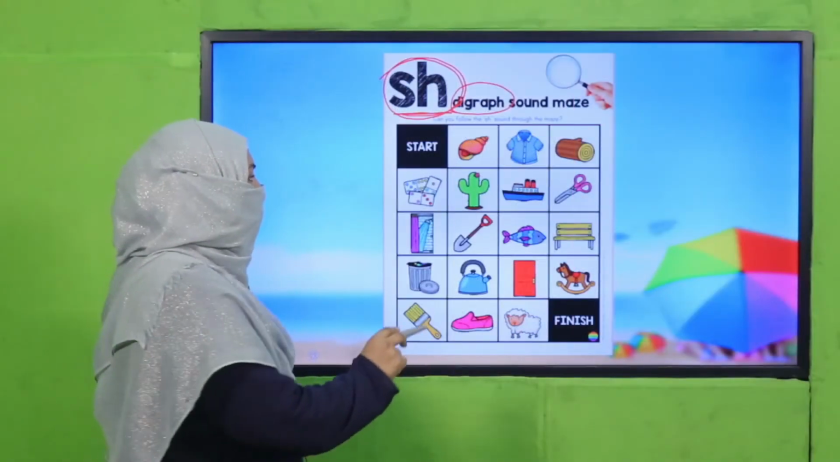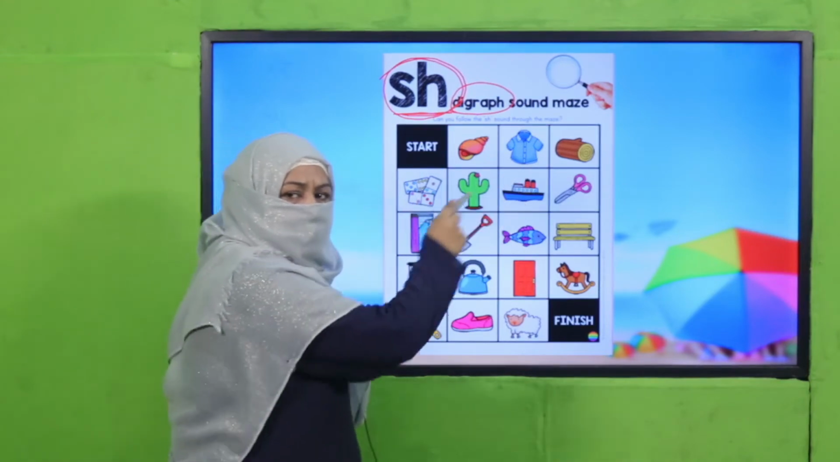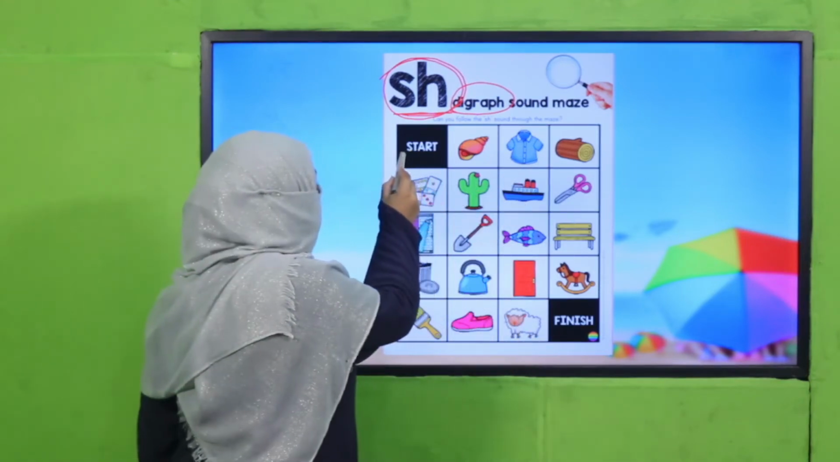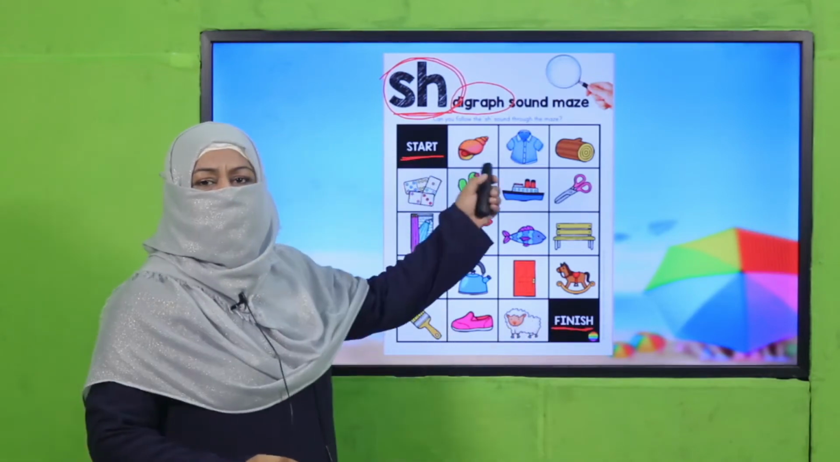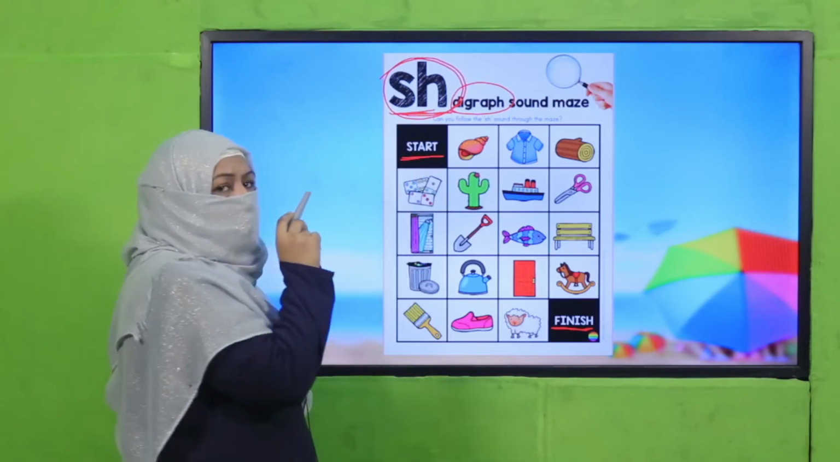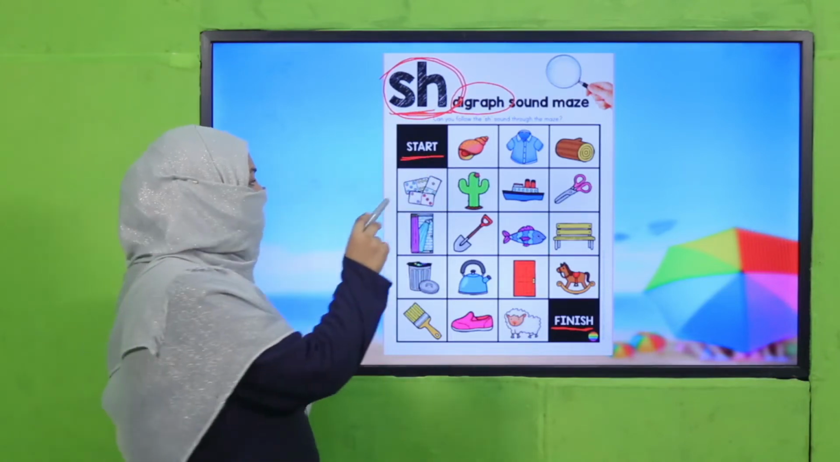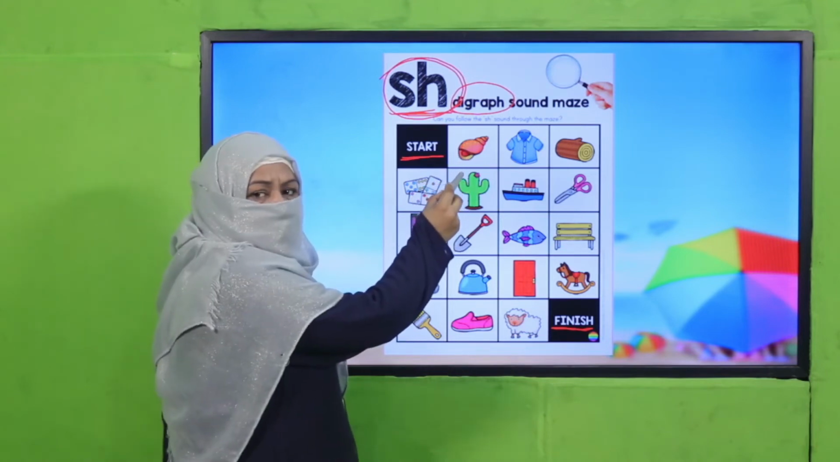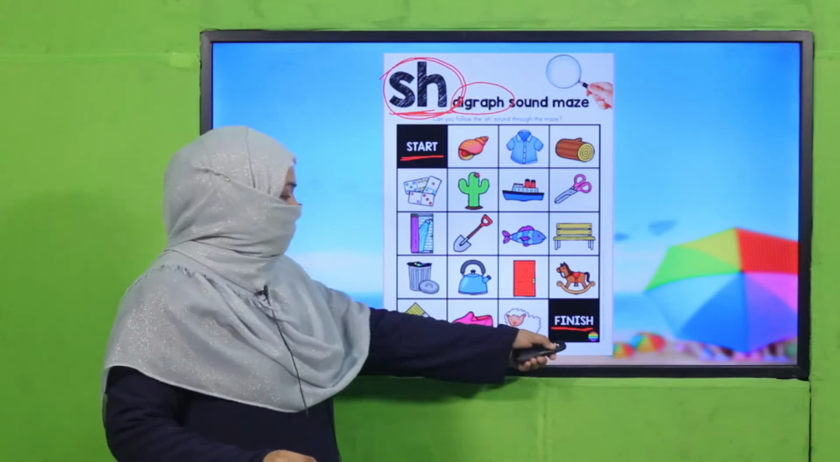Now all the pictures in this maze, in a zigzag way, you have to form. This is the starting point. This is the finishing point. You have to complete the maze by joining the objects which contain the sh sound. We sound sh the way we say shell. It's a seashell. Then join it to the other, and reach this point.